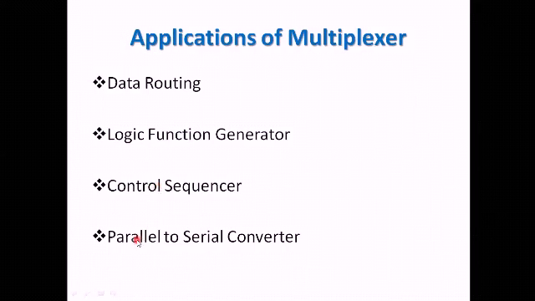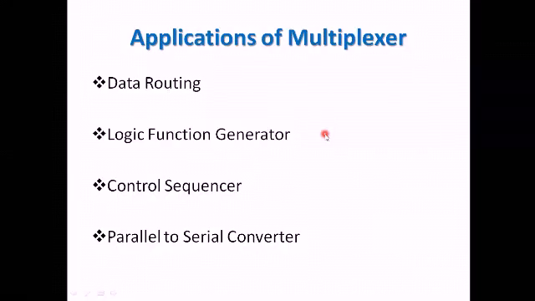And the last one is the parallel to serial converter. Digital systems that process data in parallel form take very little time to transmit the information over long distances. The parallel arrangement is undesirable as it requires a large number of transmission lines. Therefore, data in the parallel form is converted to serial form using the multiplexers. These were, in short, the applications of the multiplexers.